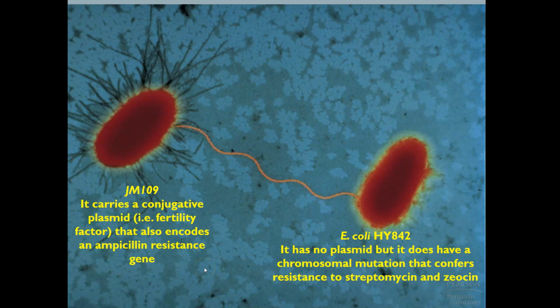What we are really trying to do is determine if we can allow JM109 and E. coli HY842 to incubate together for literally half an hour in an incubator, which is just a warm environment at 37 degrees. And we're going to see if JM109 will create the sex pilus and transfer the plasmid that has ampicillin resistance to E. coli HY842.